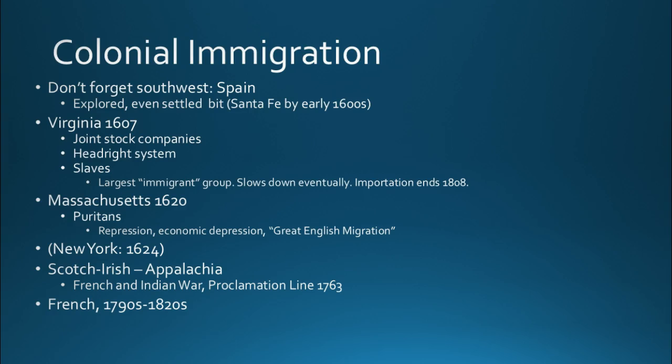Massachusetts, we know, 1620, the Puritans come over. What's the push factor there? Repression, political repression at home, economic depression at home. They were part of the Great English Migration, as it was called, because of the collapse of the economy. Tens of thousands of Englishmen left and went all over the place. Most of them actually went to the Caribbean. It's a minority of them that came to America, but they were part of that.